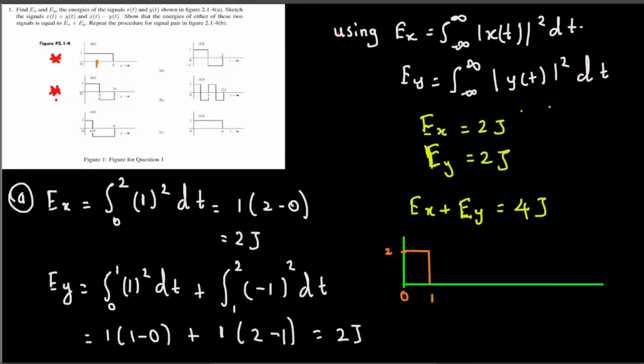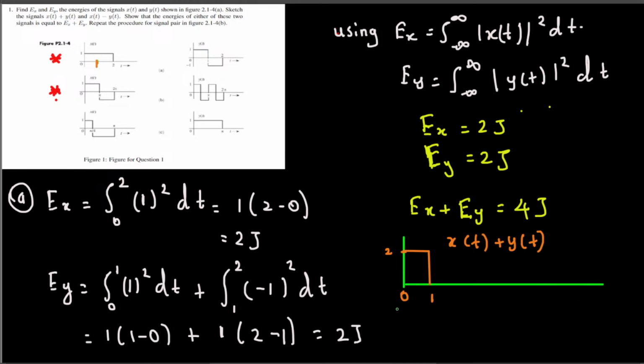Now let's see what's happening in 1 to 2. In 1 to 2, the height is 1 here, and here the height is -1. So if you add 1 plus -1, that is 0. So we don't have anything after. So this is basically x of t plus y of t.